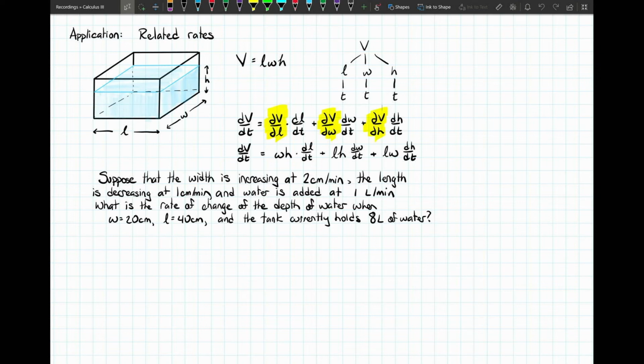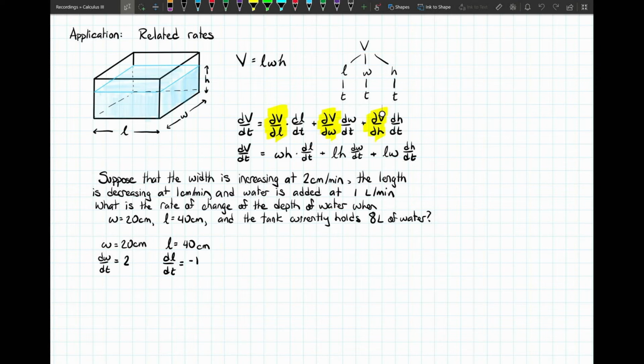Well, we can plug in most of these values if we like. We know, of course, that W is currently 20 centimeters, and the rate of change of W with respect to time is 2. It's increasing, so that would be positive. We're also, in this problem, given the current length, but since length is decreasing, we'll say that its rate of change is negative, decreasing at 1 centimeter per minute.